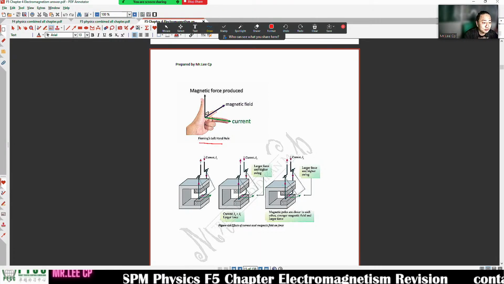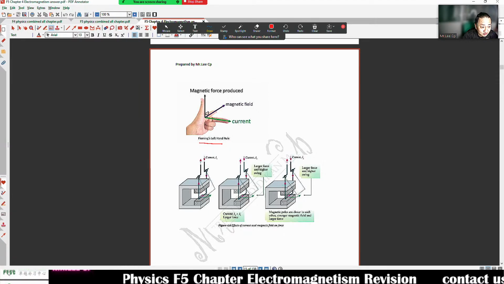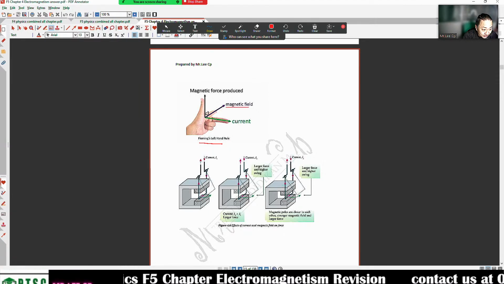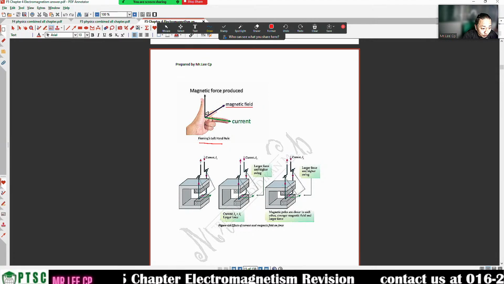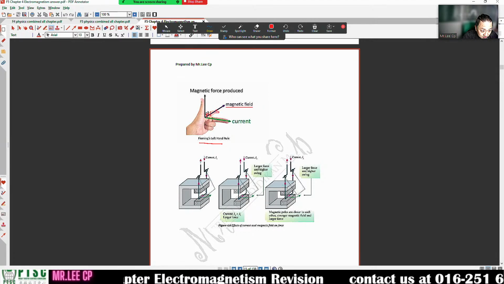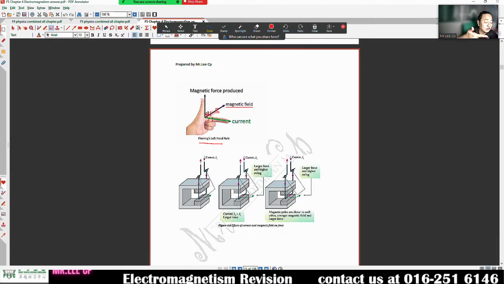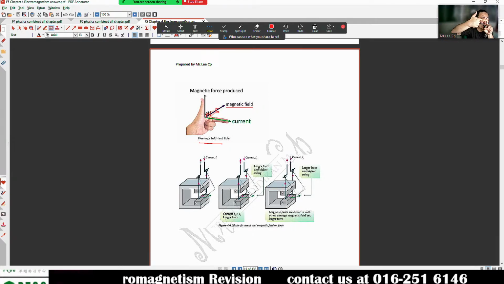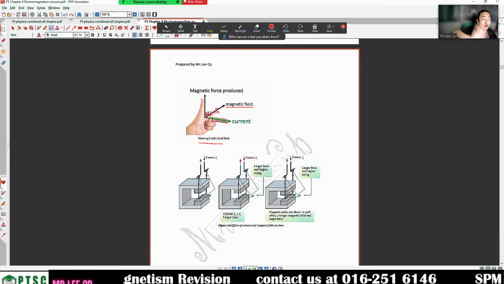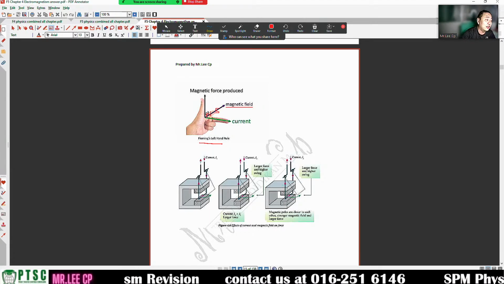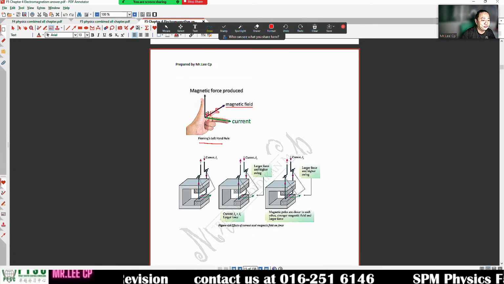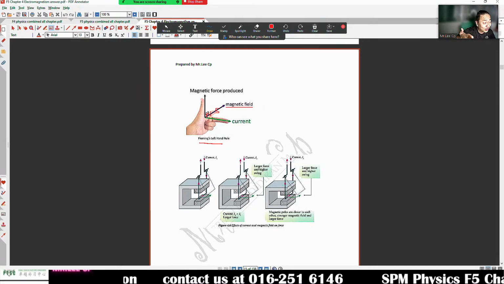So this one is the magnet. This one is the magnetic field. Always from here it is north, here it is south. Always point from north to south. It means this one is north, this one is south. Fleming's left hand, not right hand, left hand. You know left and right.